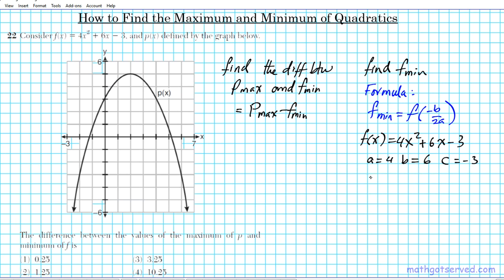So what is negative b over 2a? Negative b over 2a represents the x-coordinate of the vertex, and when you plug that into the function, it tells you what the minimum is. Negative b over 2a is negative 6 divided by 2 times 4. This becomes negative 6 over 8. Divide top and bottom by 2, and you have negative 3/4. Now, to find what f min is, you're just going to evaluate the function at negative 3 over 4.